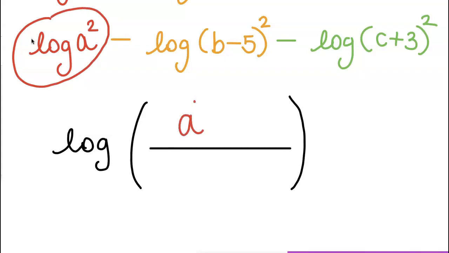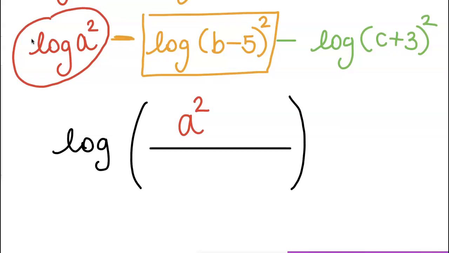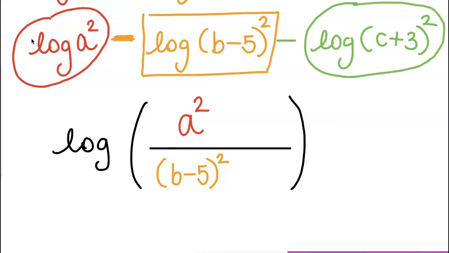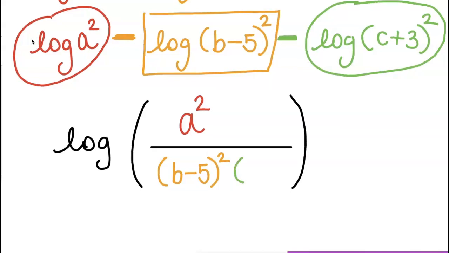A squared right there. Now look at the next term, log B minus 5 squared. What's the sign in front of that boxed term? Negative, right? So that B minus 5 squared will need to go to the bottom of the fraction. So I'm going to put B minus 5 squared in the denominator. Let's look at the last one, log C plus 3 squared. What's the sign of this green circle term? Minus again. So guess where this will go? It will go to the bottom of the fraction. So you'll write C plus 3 squared in the denominator.